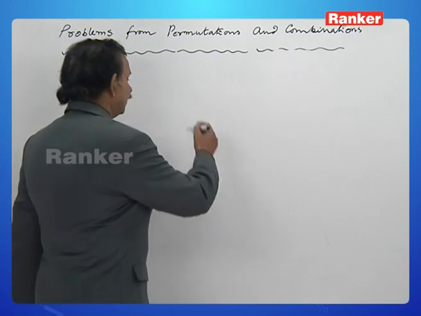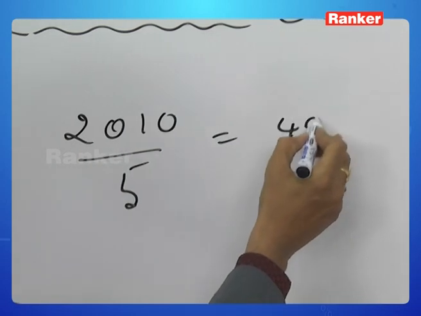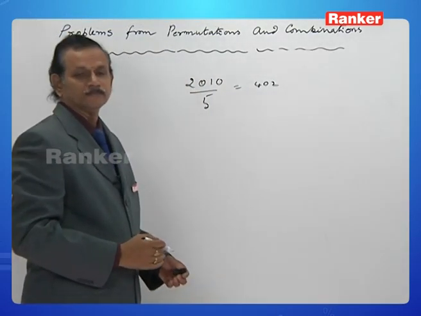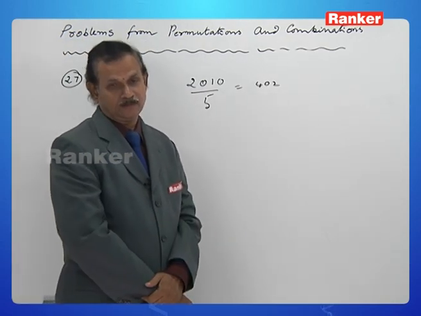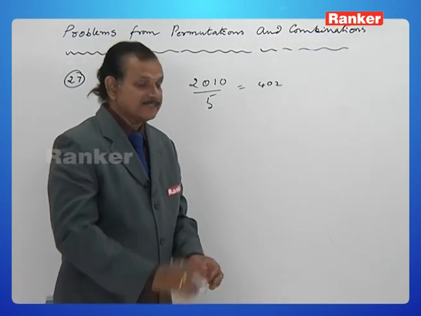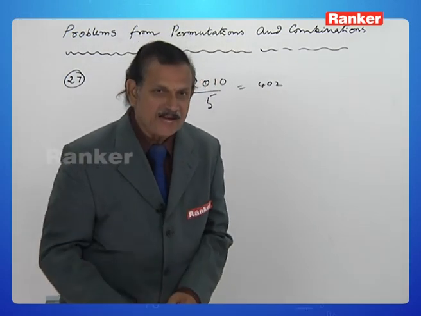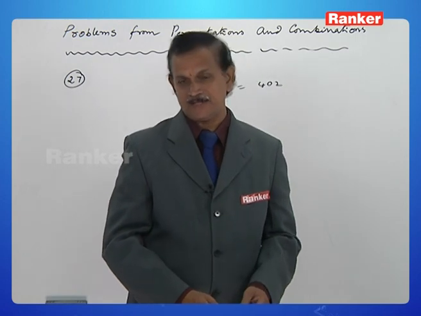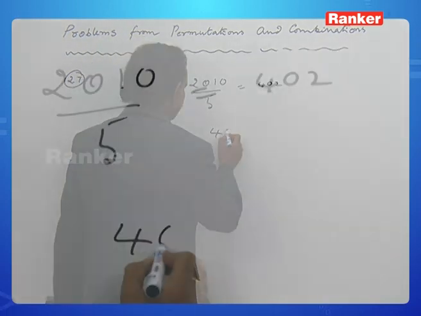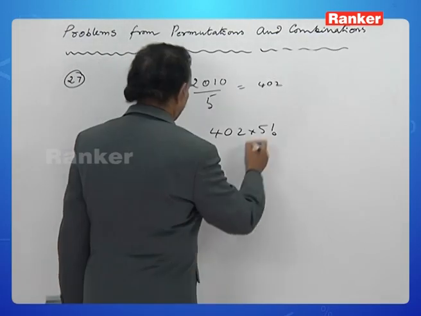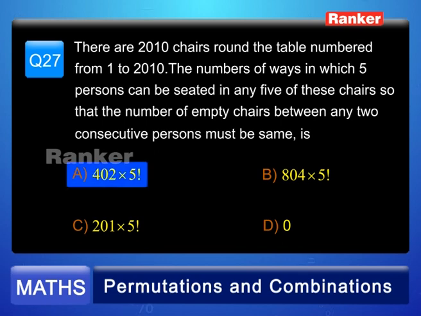Okay, let us divide 2010 by 5. What are you going to get? 402. It is 402. With 402 gaps, you arrange the 5 persons as they are numbered, that is, as the seats are specified. They are not to be counted circular, they must be linear only. It can be arranged in 5 factorial. Therefore, the total number of such arrangements will be 402 into 5 factorial, that is 402 into 120.